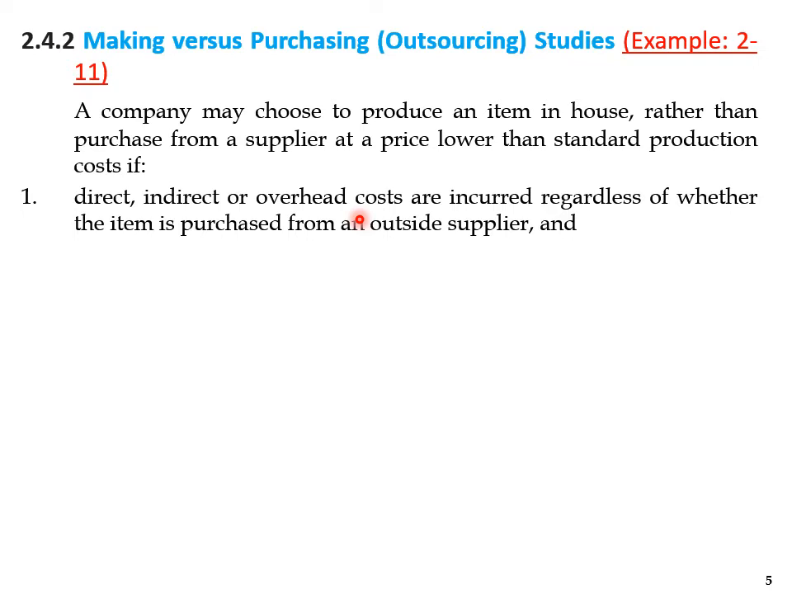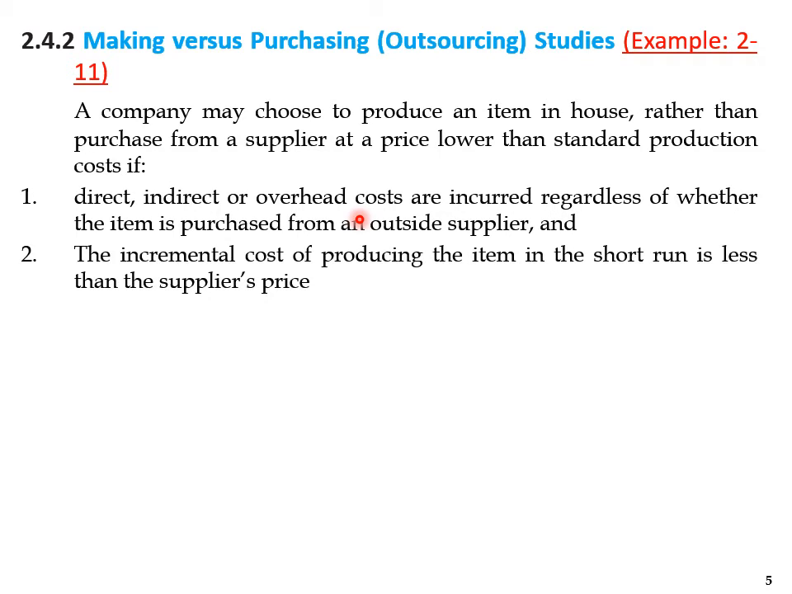But otherwise, if you will not pay for these when you purchase from a supplier, when you outsource this item, then you can go and outsource it. Or sometimes the incremental cost of producing the item is less than the supplier's price. And in this case, again, you may choose to produce the item in your own plant.